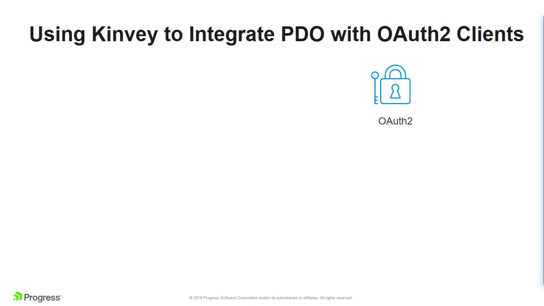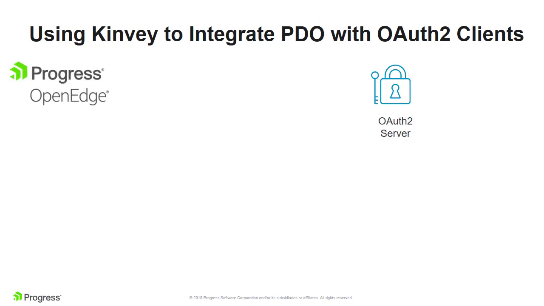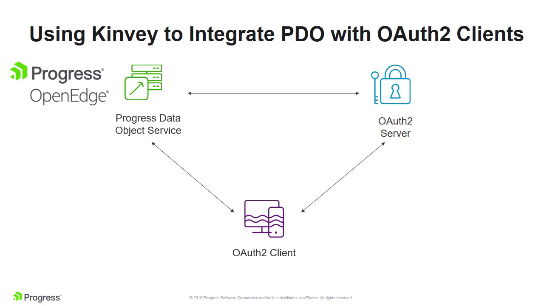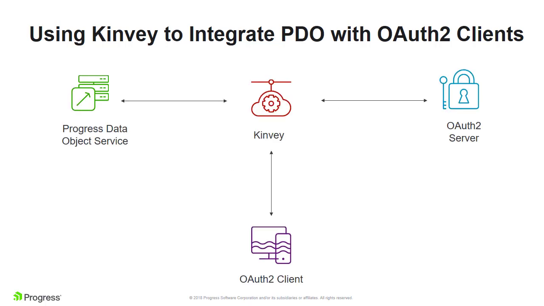OAuth2 is an industry standard for authorization and authentication that is implemented across most enterprises today. Progress OpenEdge supports OAuth2, enabling a Progress Data Object Service to act as a resource server for client applications. However, obtaining an access token from a client application, a key aspect of OAuth2 authorization flow, can still be a complex task. To simplify this task, you can use Kinvey.